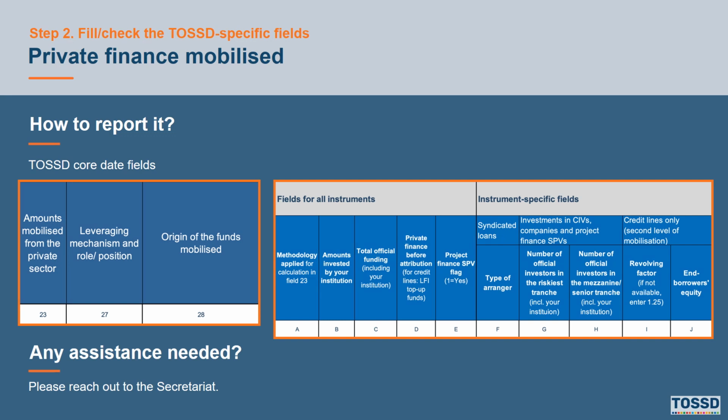If you would like to report private finance mobilized, you should use the TOSDI core data fields: amounts mobilized from the private sector, leveraging mechanism, and role or position and origin of the funds mobilized. Moreover, there are fields for all instruments as well as instrument-specific fields that you can see on the right picture. If you require any assistance in reporting on this, please reach out to the Secretariat.